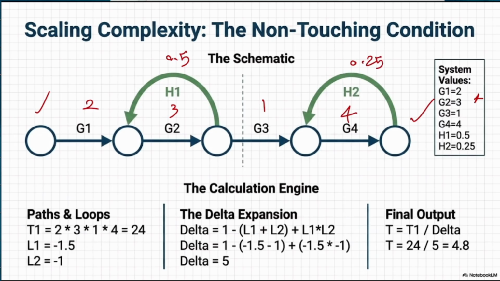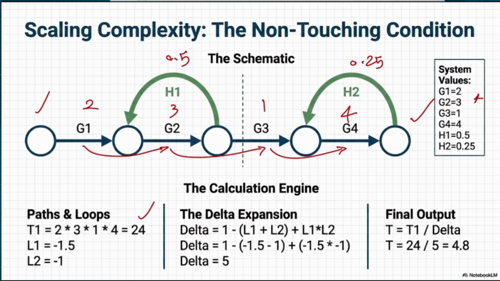As we just told you, first of all, we have to find the paths and loops. The only path we have goes from the beginning to the end. It's easy: G1 times G2, G2 times G3, and G3 times G4. Do I have another one? No, because H1 and H2 are loops and they don't give me any forward path. So that is simple. My T1 is going to be 24.